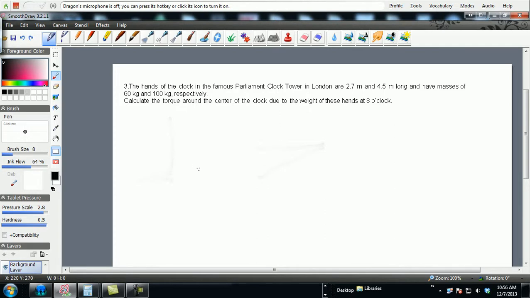The hands of a famous clock are 2.7 meters long and 4.5 meters long, and have masses of 6 kilograms and 100 kilograms respectively. What you want to make sure you do is split this into two pieces. The hour hand goes straight up, and then the 8 o'clock hand goes down to the left. You know there are 360 degrees in the clock, so each hour is a mere 30 degrees.